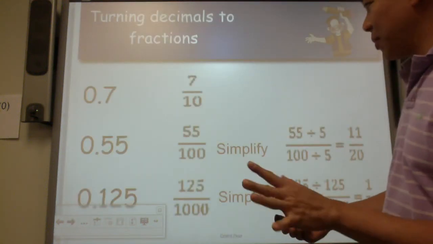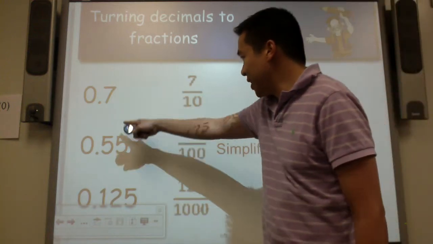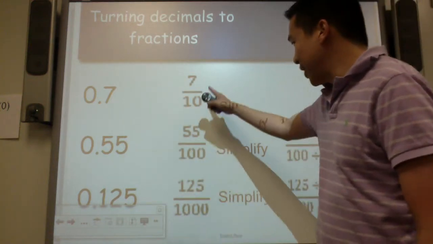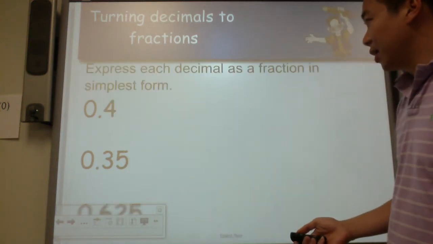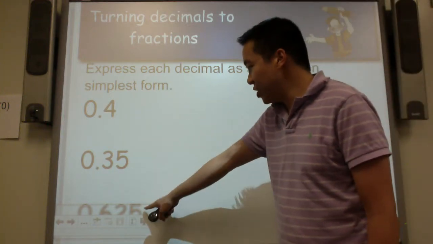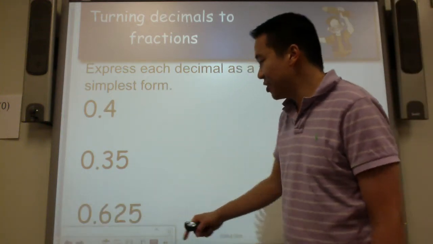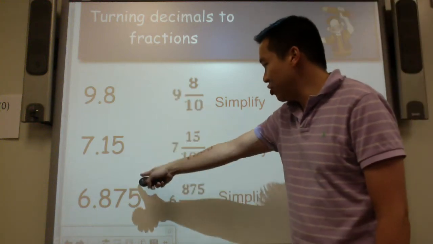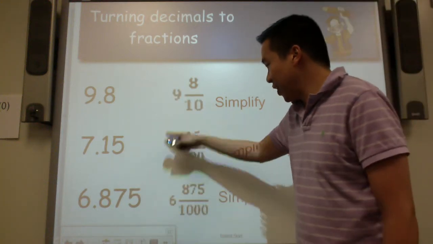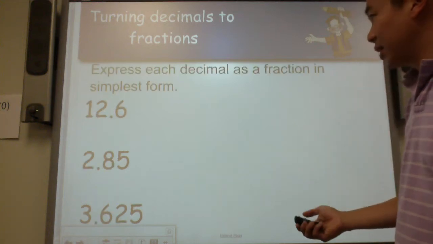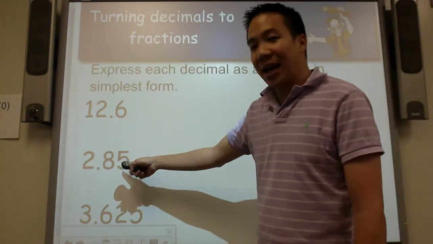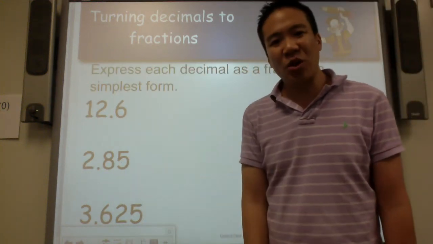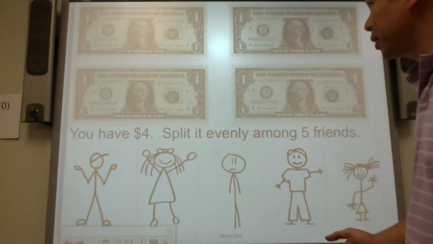All right, here are some more examples of decimals and fractions. So 7/10, 55 hundredths, and 125 thousandths. You have to simplify. 4/10, 35 hundredths, 625 thousandths. Simplify it. 9 and 8/10, 7 and 15 hundredths, and 6 and 875 thousandths. You have to simplify it. 12 and 6/10, 2 and 85 hundredths, 3 and 625 thousandths. You have to simplify it.